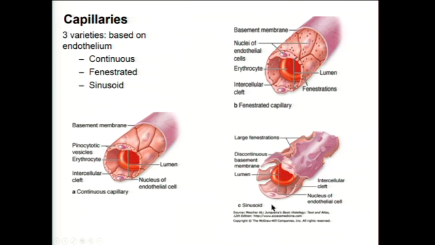And here we have the sinusoidal capillary. That would be in the liver or bone marrow. Again, there are large gaps that allow things to be reabsorbed or allow white blood cells to exit the bone marrow easily without tearing the endothelium apart.